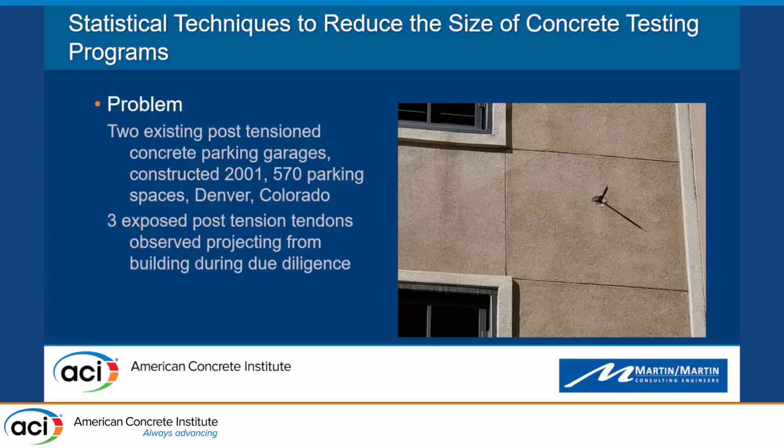So for the first 5 minutes, I'm just going to give you an overview of the project, the problems we found, and the solution we came up with, and then I'll get into the statistics. We got contracted by a prospective buyer for a property that was for sale in Denver. This was a facility with 2 cast-in-place post-tension parking structures, constructed in 2001, 570 parking spaces, 4 stories each, and during our due diligence walk, we observed 3 tendons projected from the edge of the post-tension parking slab.